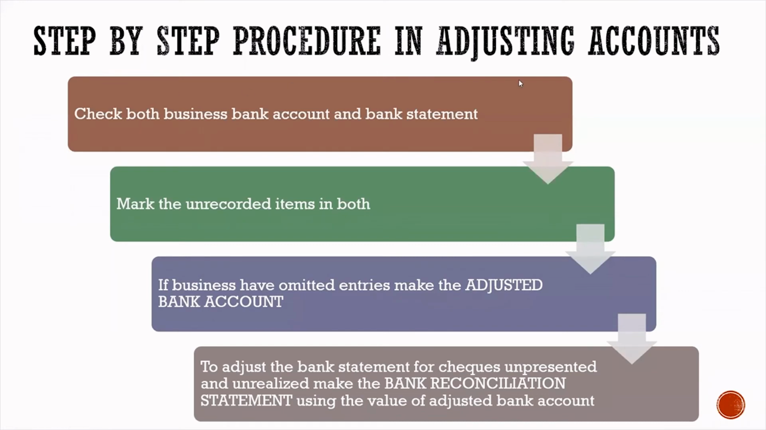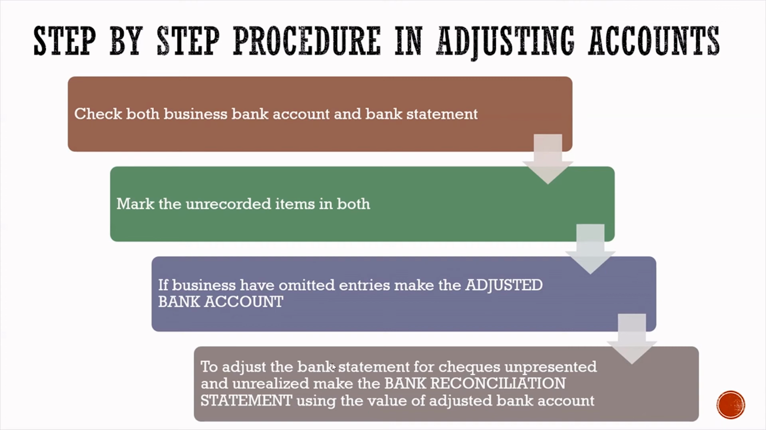So this is the step-by-step procedure in adjusting these accounts. Whenever you are given a sum, you have to be careful. You have to see the business bank account and the bank statement. Mark the unrecorded items in both. If it is omitted entries, that means the business has forgotten to record them, you have to put it into the adjusted bank account. And imagine all the things are recorded in the business account, but it is the bank that has made the mistake. Can you go to the bank and ask them to correct them and give us a corrected bank statement? We cannot, right? They are giving us the reality.